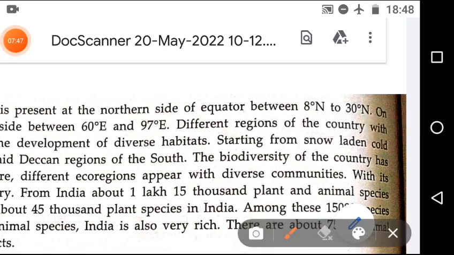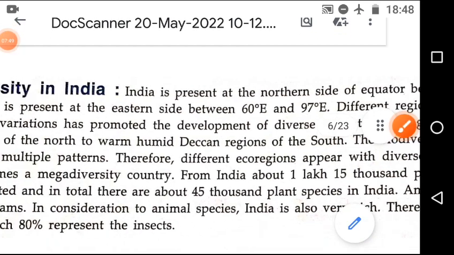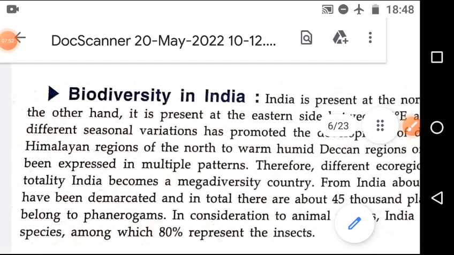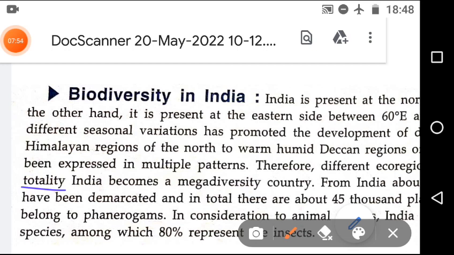Then it is saying that, in its totality, India has become a mega biodiversity country. This is the main reason: India has different types of geographical features, land features. It has different landforms, it has rivers, mountains, valleys, even desert, coastal plains, plateau regions, and a diverse type of climatic conditions.